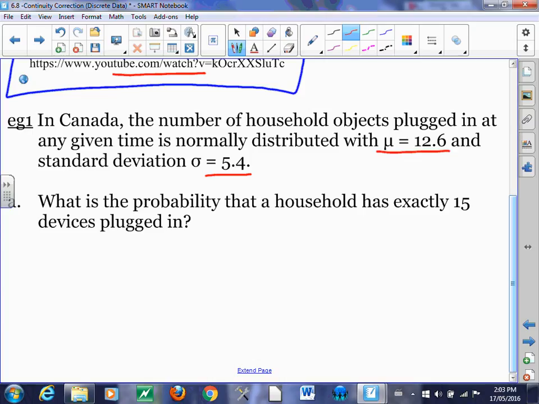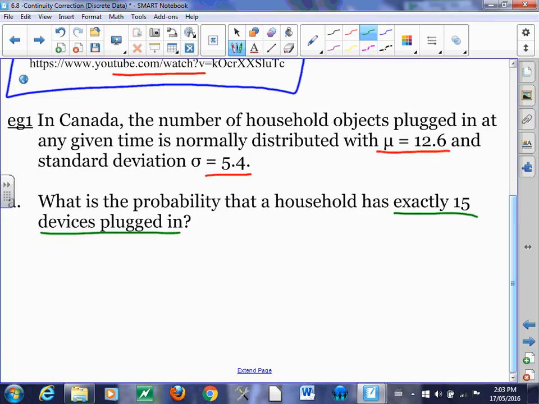However, when you do the mathematics, you get a decimal answer, right? Same with the standard deviation. Okay, so that means you could have 5.4 appliances above or below, or gadgets, or lights, whatever we're talking about. All right, so question A, what is the probability that the household has exactly 15 devices plugged in?